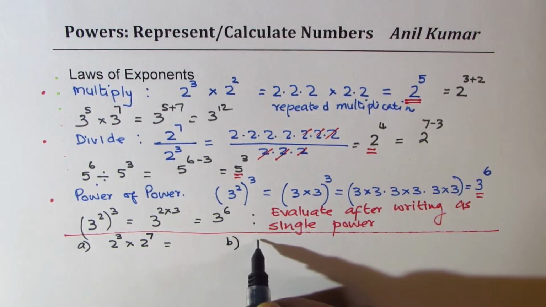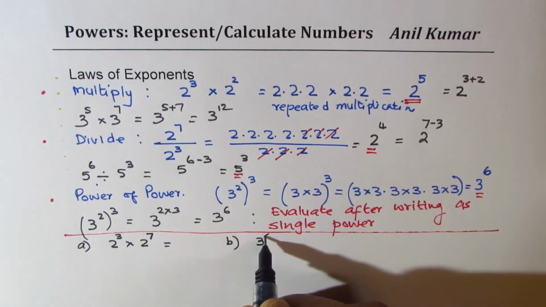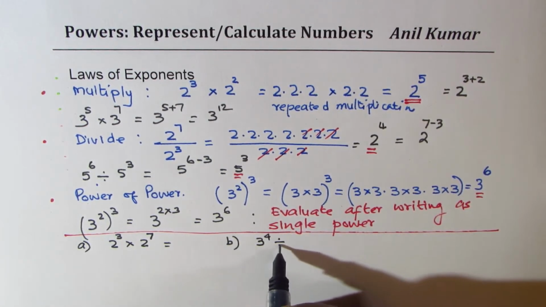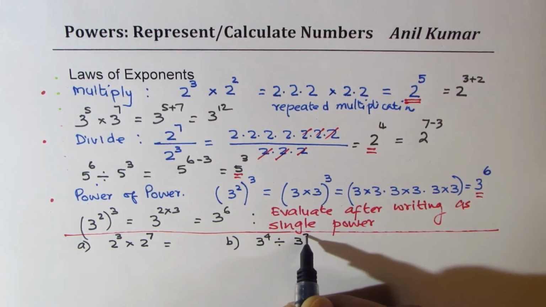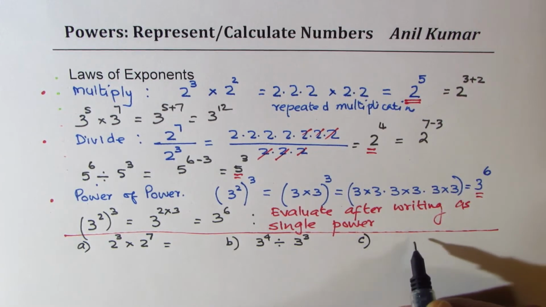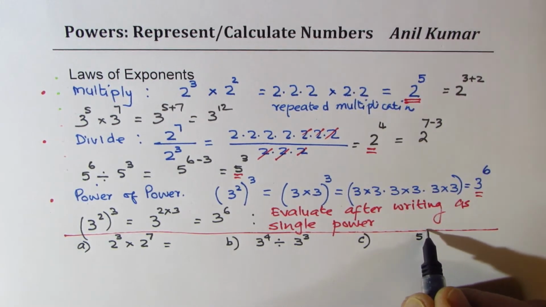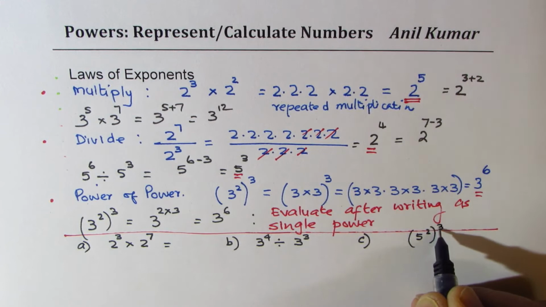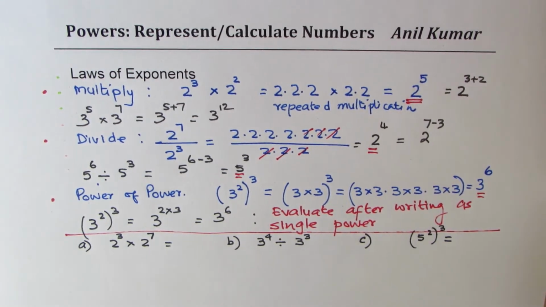B. 3 to the power of 4 divided by 3 to the power of 3. C. What is 5 to the power of 2 to the power of 3 equal to? Correct? So write them as a single power and then evaluate.